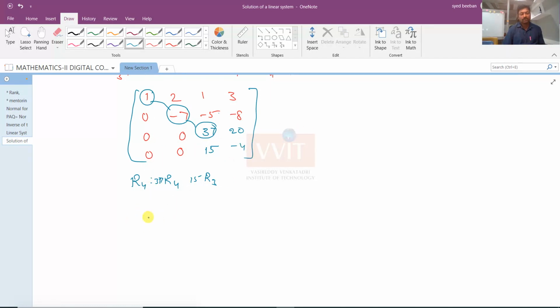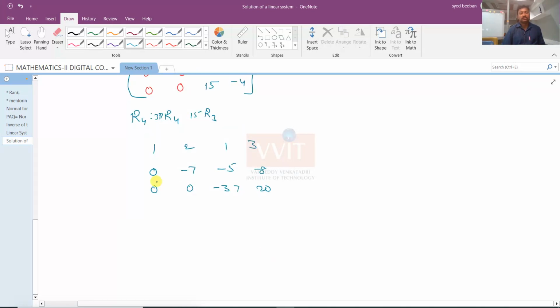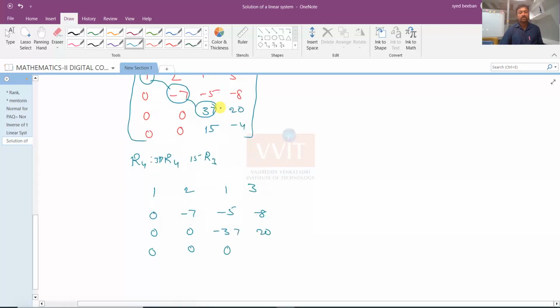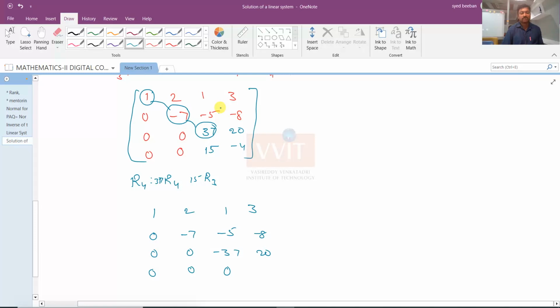If I do that, 1 2 1 3, 0, -7 -5 -8 0 0, -37 20, here 0 0. Now I made 0. Now what I can write here, see this, 37 here, both are having the same sign, means minus, change the sign here.